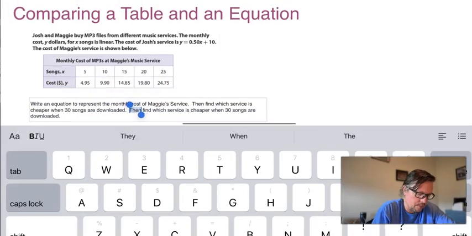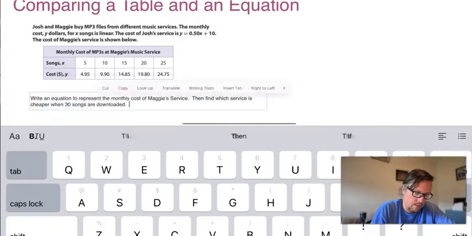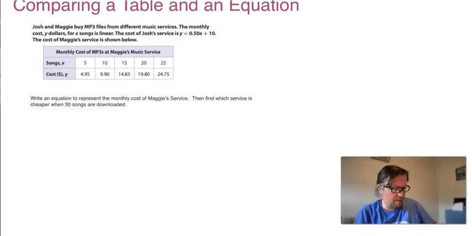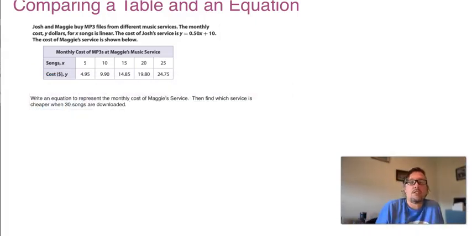Okay. So this is a live edit here. Okay, there we go. So we're going to find which service is cheaper when 30 songs are downloaded one time. So we're given the equation for Josh, which is nice. Let's go ahead and just write that over to the side just so we've got it ready to go. How much it costs Josh.